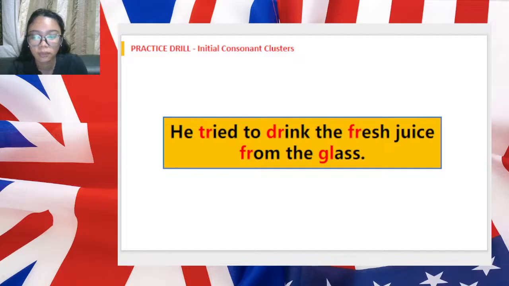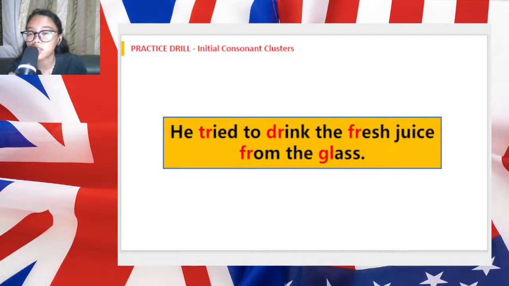Okay, very good. He tried to drink the fresh juice from the glass. There are five consonant clusters that I highlighted. First is TR in tried, DR in drink, FR in fresh, FR in from, and GL in glass.